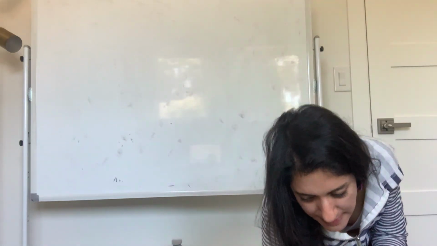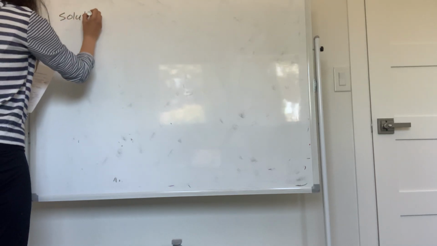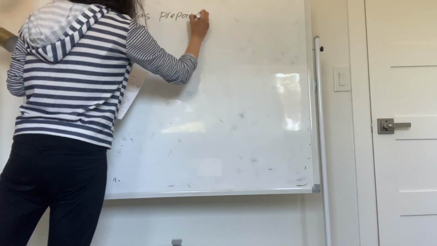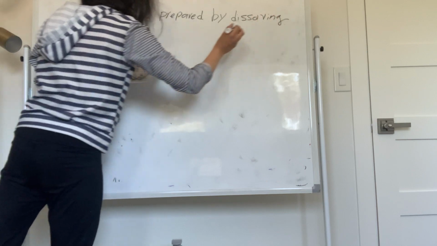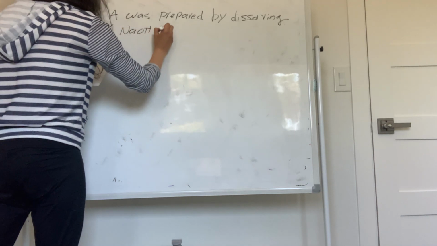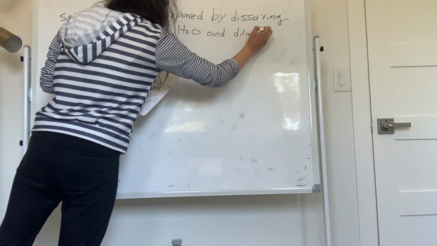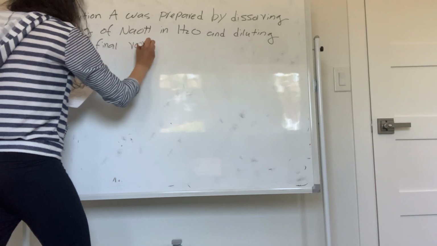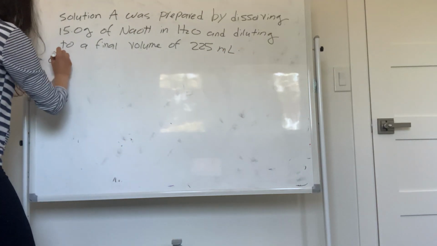All right, here is my next one. Solution A was prepared by dissolving 15.0 grams of NaOH in water and diluting to a final volume of 225 ml. Okay, question A.